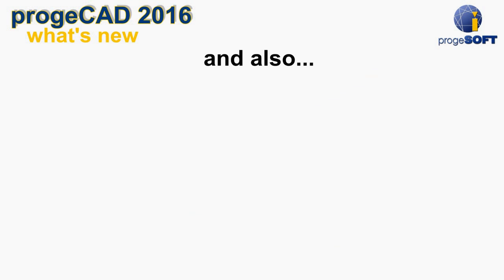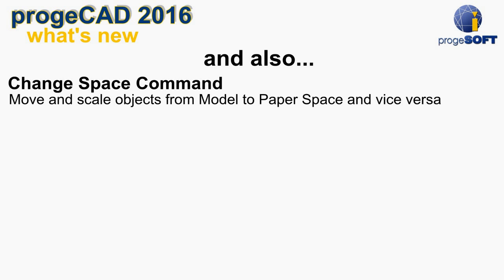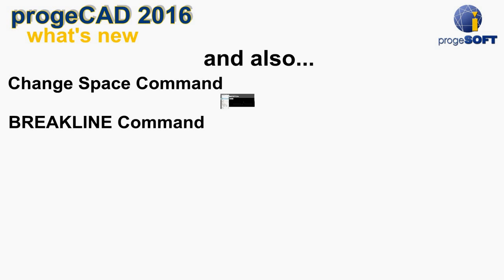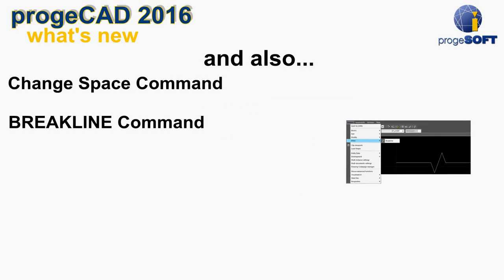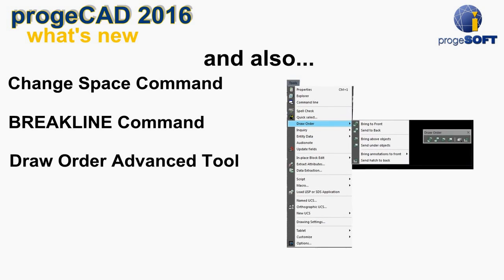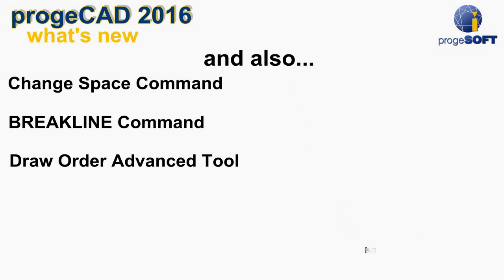progeCAD 2016 provides also Change Space command to move and scale objects from model to paper space and vice versa. Break line command that draws a polyline, including a break line symbol between two points. Draw order advanced tool to allow an advanced control of draw order of CAD entities.